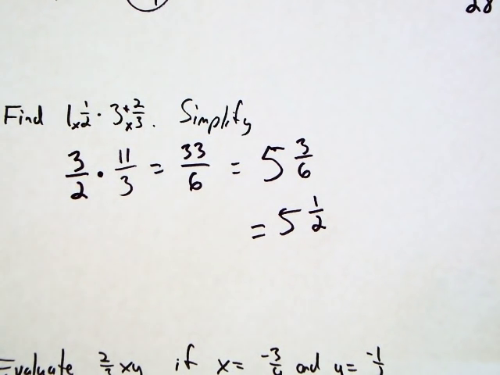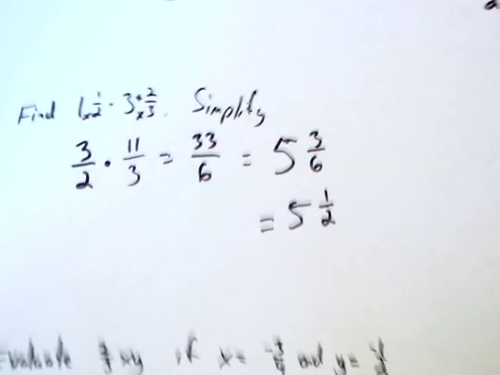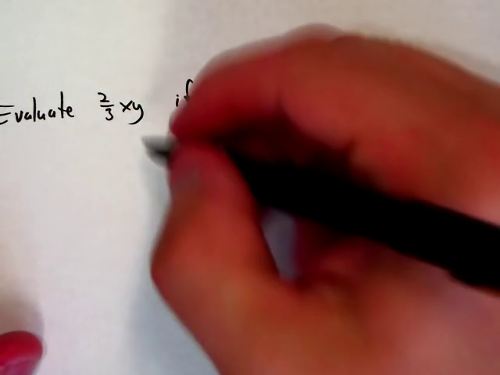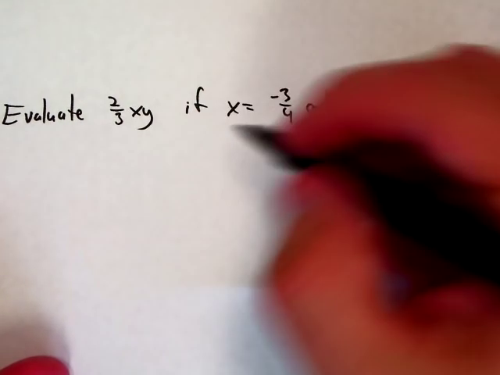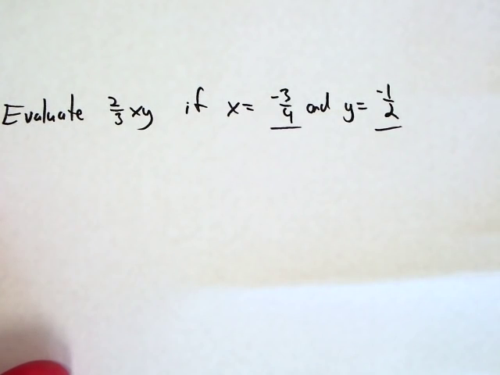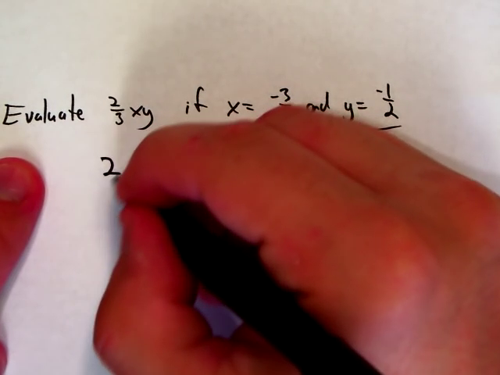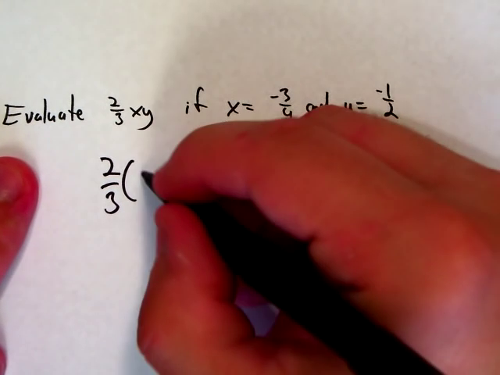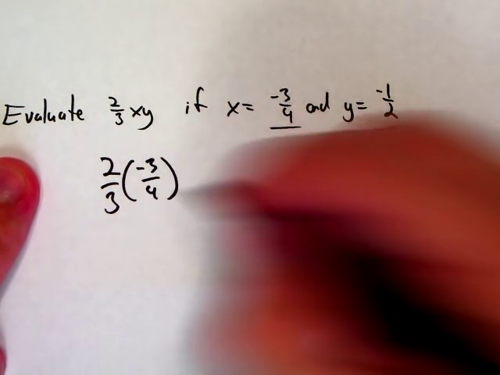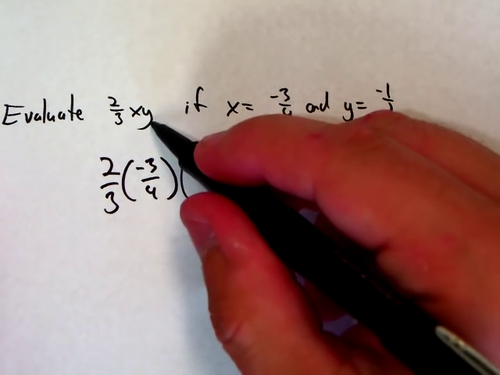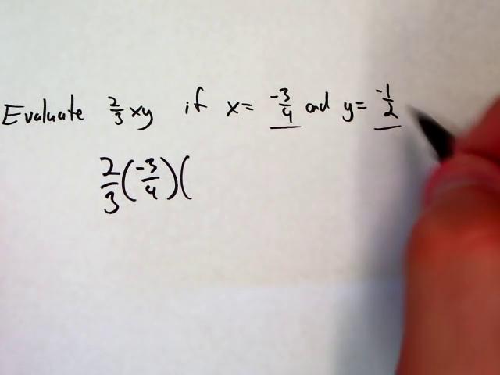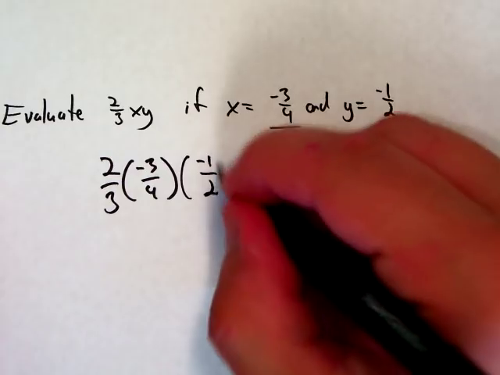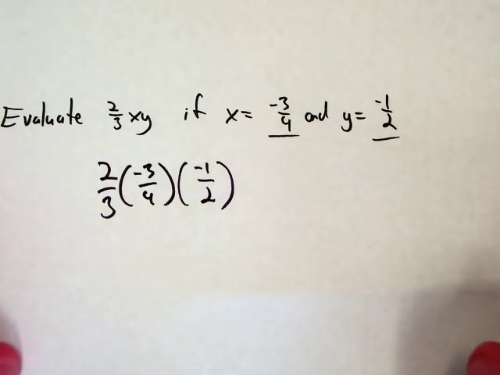Next question, example 4. This now says to evaluate. So I have some variables in here with this expression, but I know what each one of those variables are. So I do 2/3. X, it says, represents -3/4, so I'm going to put -3/4 where I saw an X. And same thing with Y. It says Y is -1/2, so wherever I saw a Y, I would put -1/2.